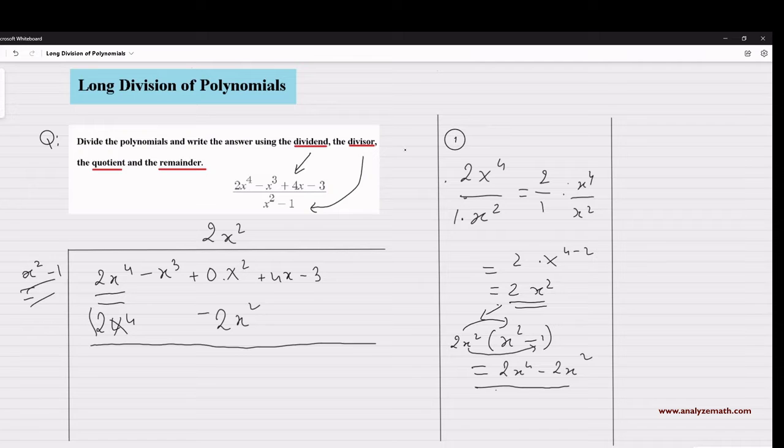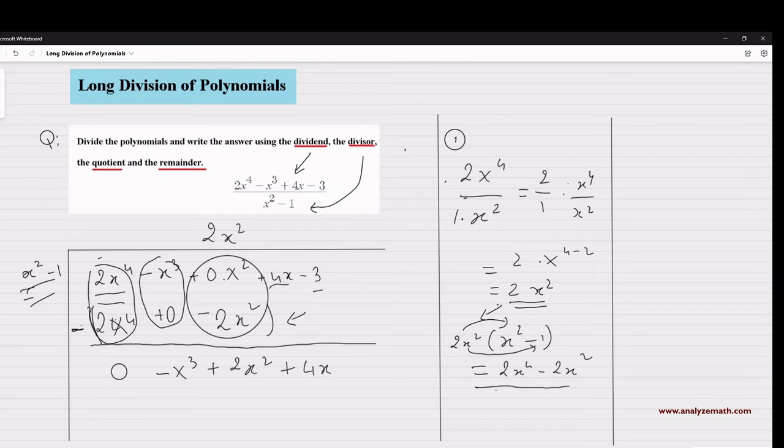Next step is to subtract this polynomial from the one above it, which is the dividend. So 2x^4 minus 2x^4 gives me 0. Minus x^3, there is no x^3 here, so we put 0, and that gives me minus x^3. Then 0x^2 minus 2x^2 gives me plus 2x^2. Now the 4x minus 3, I just bring them down here.